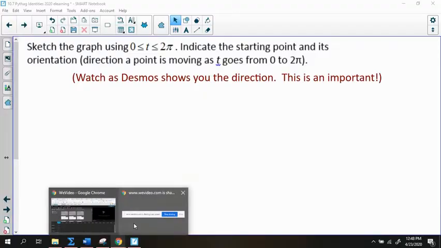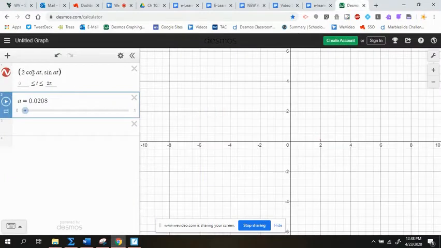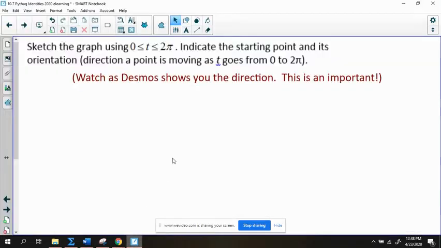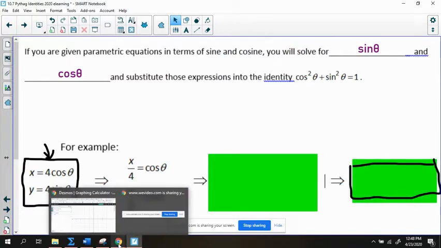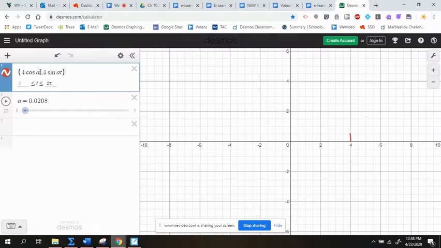So I need to open up Desmos here. Oops, I didn't have it ready, sorry. And I need to change this so it matches what we're going to be graphing. Go back to the problem real quick. The problem was x equals 4 cosine and y equals 4 sine, and we're going to graph this when t goes from 0 to 2 pi. By the way, this is how you put a parametric equation in Desmos if you haven't already seen it. And I added a slider in here so that you can see it graphing in the correct order.